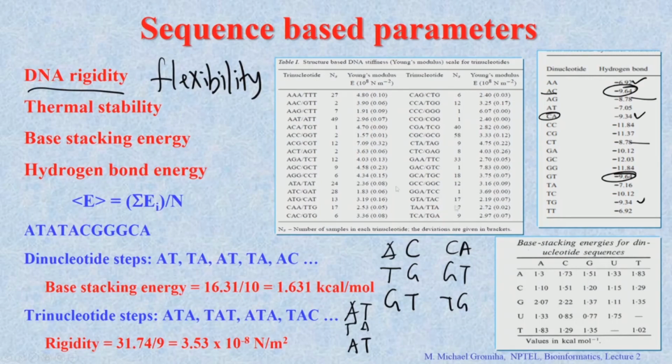So, now if you see these values, can you tell a few nucleotides which are rigid and some of them which are flexible? For example, ATA, okay, it is ATA, right. ATA, what is the value for ATA? ATA, this is 2.36, this is known to be flexible.